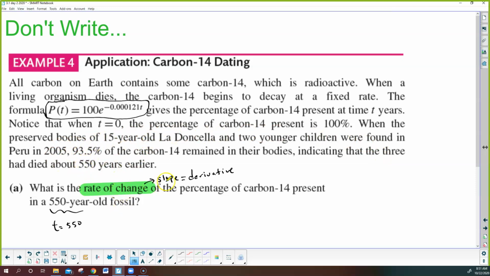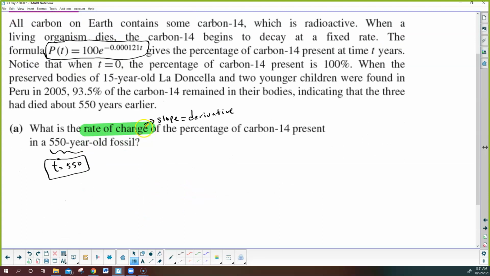What they're asking for is find the derivative of this equation and plug in 550. So that's all you would have to do for this. And again, I don't want you to write this down because we're going to have to use your calculator here, and I want to make this quick. So what do we need to do? We need to take the derivative.